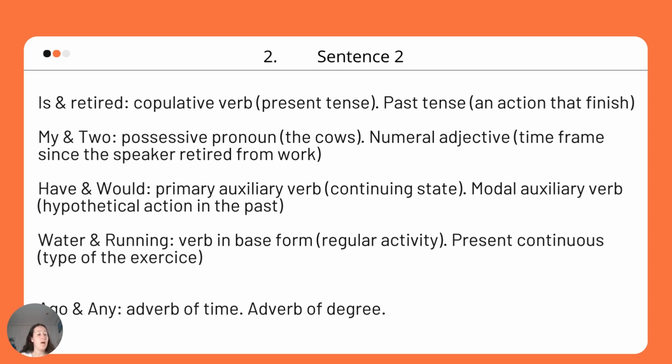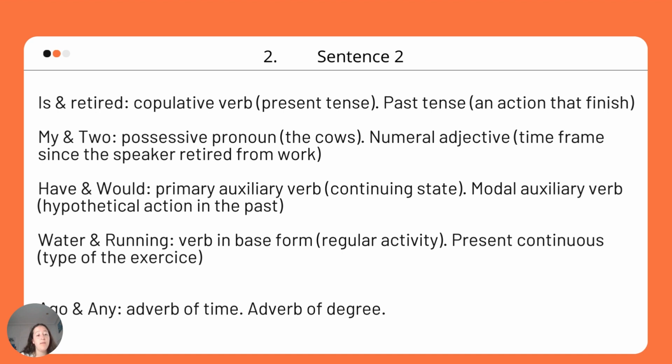Then we have have and could. Could is the same word as in the first sentence, and the same category, the same action, but not in the have one. Why? Because in this case, have is the same type of auxiliary verb, a primary auxiliary verb, but the action is a continuing state.